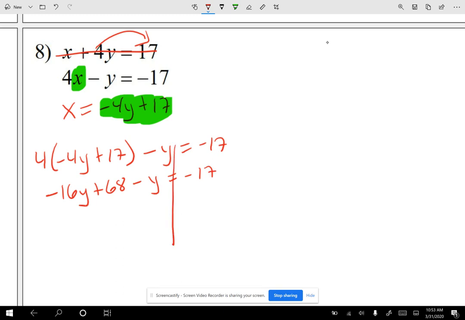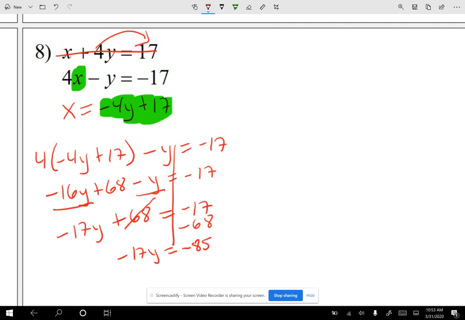On the left side of the equal sign, combine your like terms. I have that -17Y plus 68 is equal to negative 17. The plus 68, let me move it over as a minus 68. Every time I move something from one side of the equal sign to the other, I have to switch the sign. So I have that negative 17y is equal to negative 85.